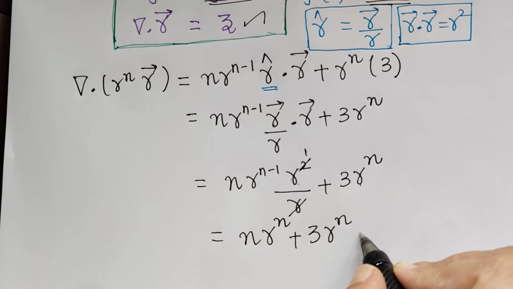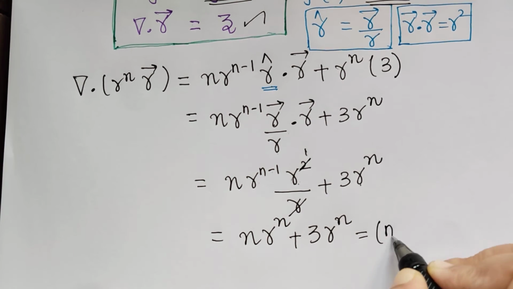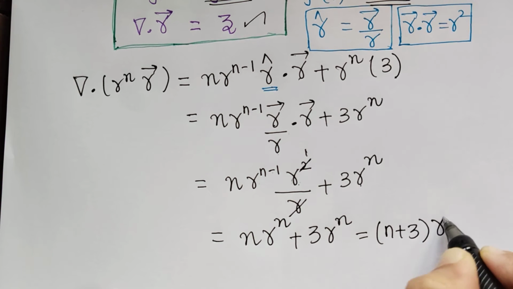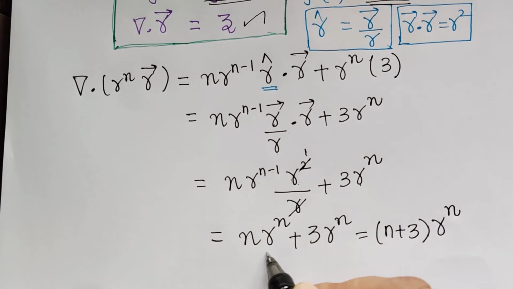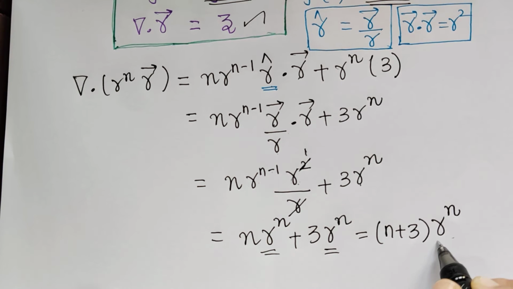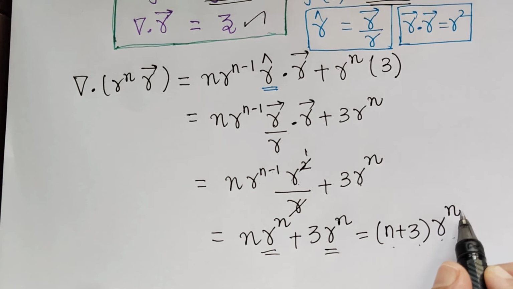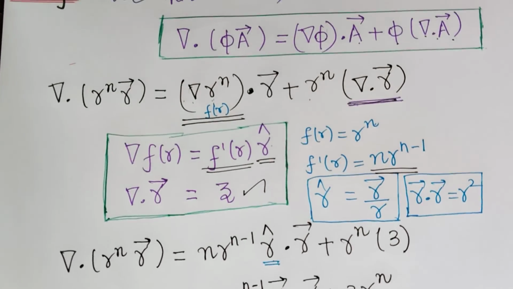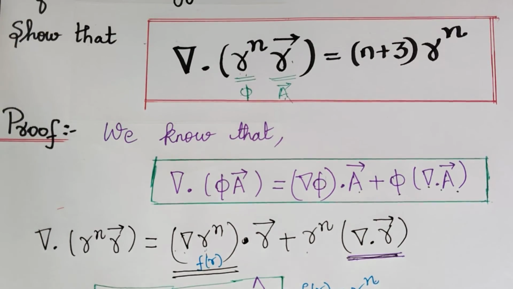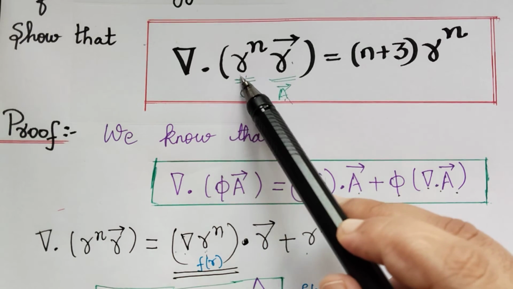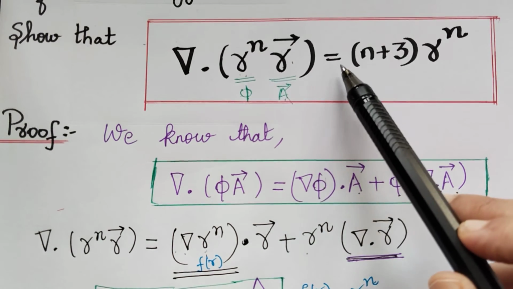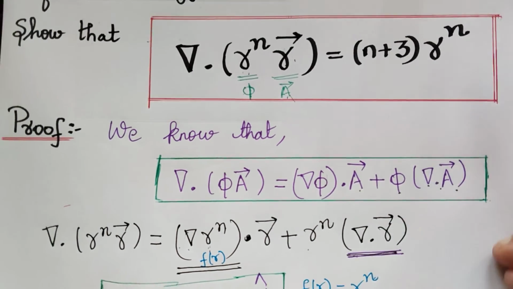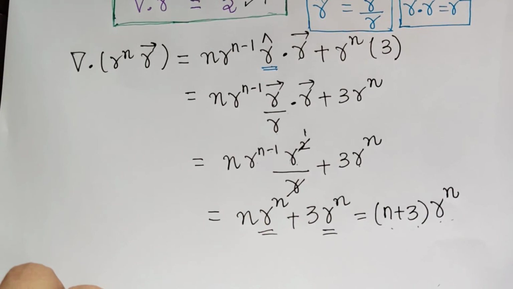Now r to the power n is common in both the terms, and so we will be getting n plus 3 multiplied with r to the power n, taking this r to the power n common out. So therefore we have got this to be n plus 3 multiplied by r to the power n, which is the required result that we have to prove. So we have proved that del dot r to the power n r vector is equal to n plus 3 r to the power n. So hence it is proved.